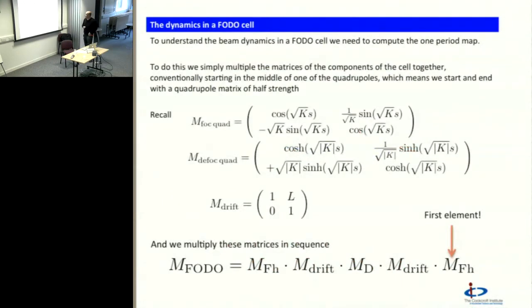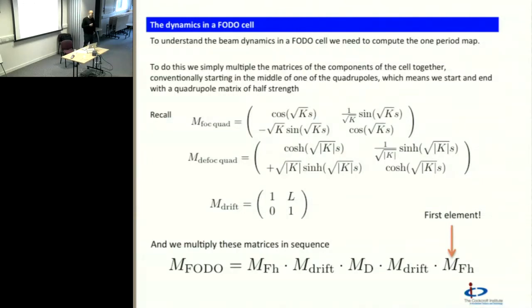So for the dynamics in a FODO cell, what we always do first and foremost is compute the one-turn map. You always do this. So let's compute the one-turn map, or one-period map rather, of a FODO cell. Now we know how to do this, right? Because we know the matrix of a quadrupole and of a drift. We just multiply them together and you get one 2x2 matrix for one pass through one complete cell. And that's our one-turn map, a one-turn matrix.